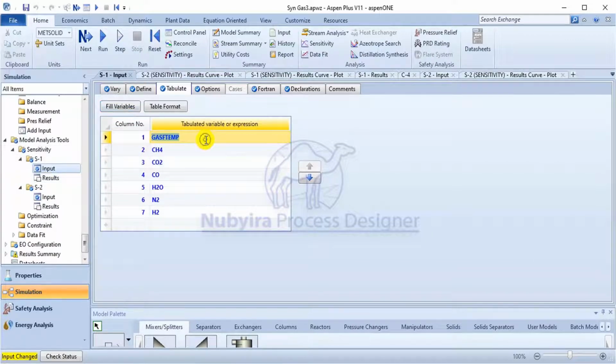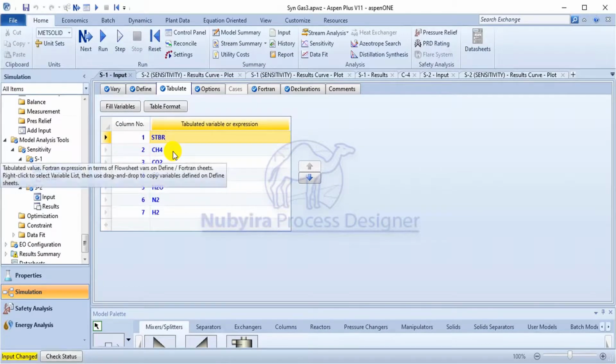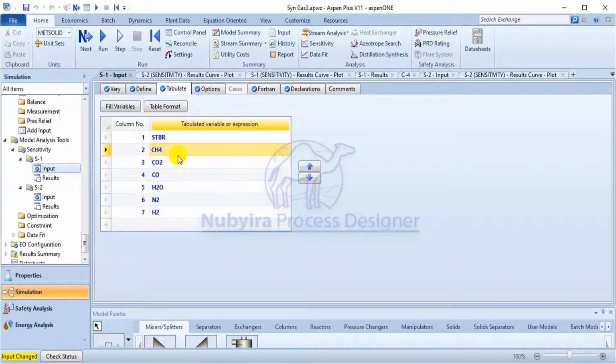So I'm going to change this one to steam to boiler ratio, because we don't really need the gasification temperature right now. I've made the design spec for the gasification temperature active again, so the temperature is going to be at 80 K at all times. So we have the steam to boiler ratio here.